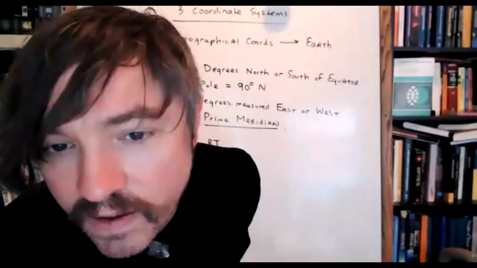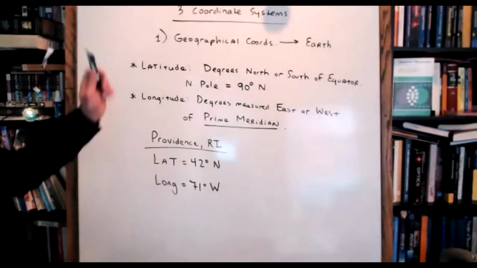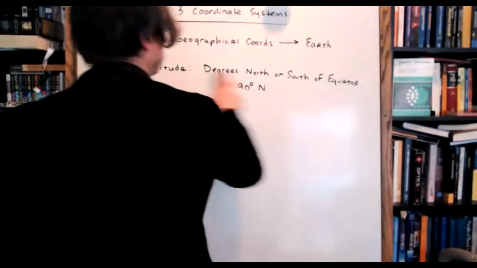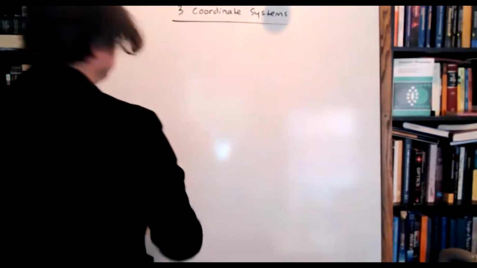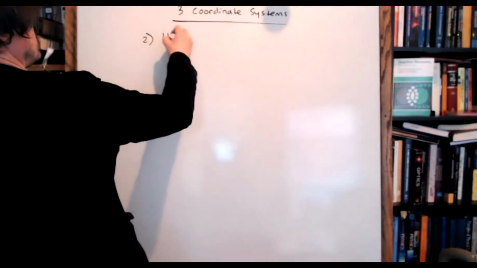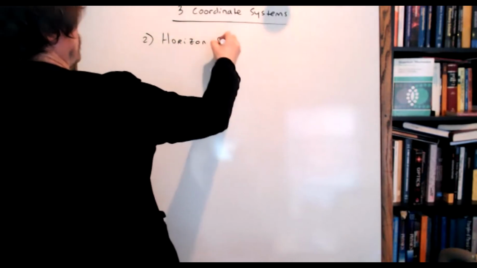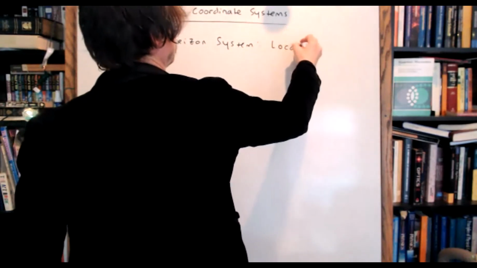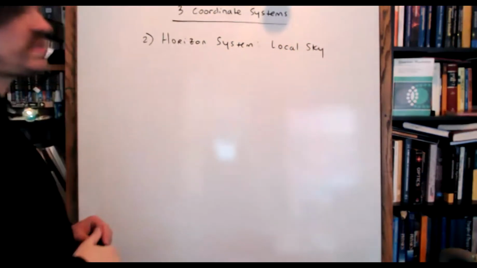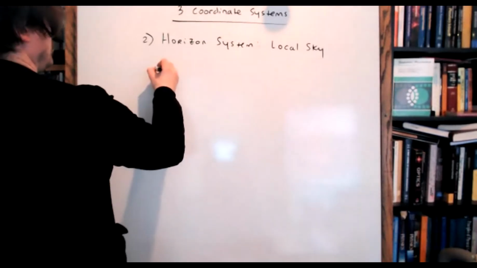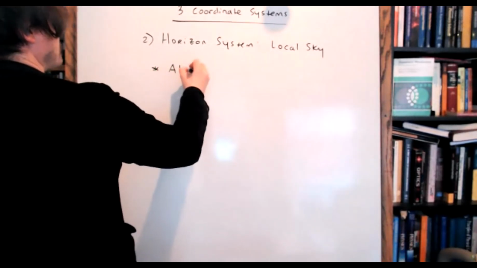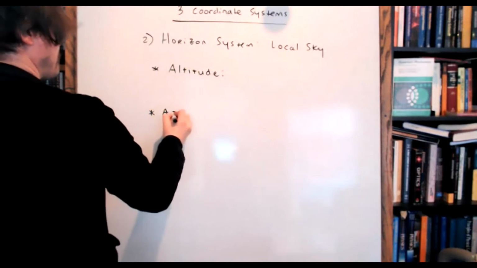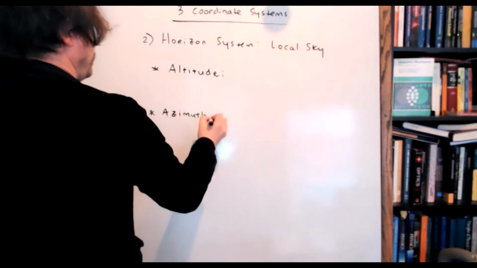Okay. So let's now move on to the horizon system. The horizon system are coordinates that describe a star in your local sky. They also use two angles. The angles are called altitude and azimuth.